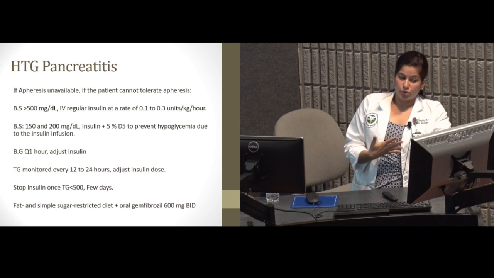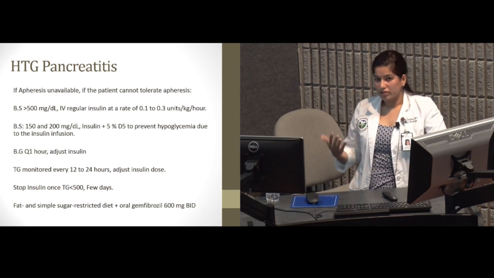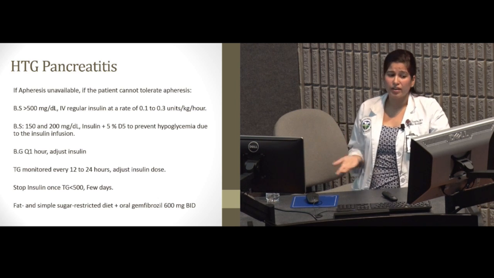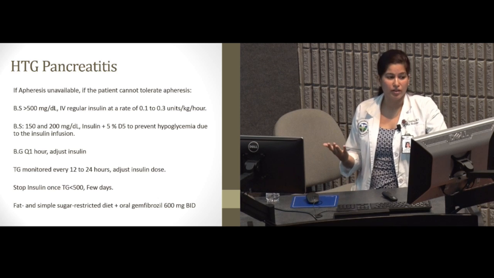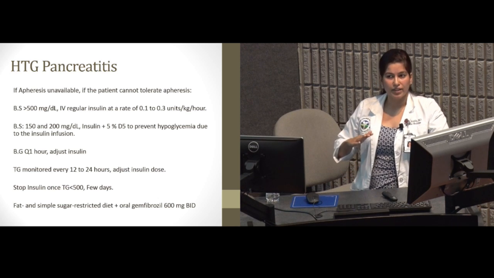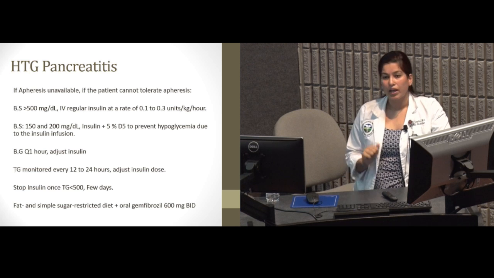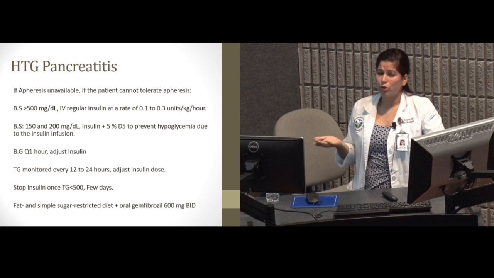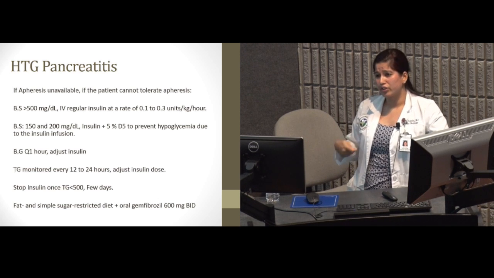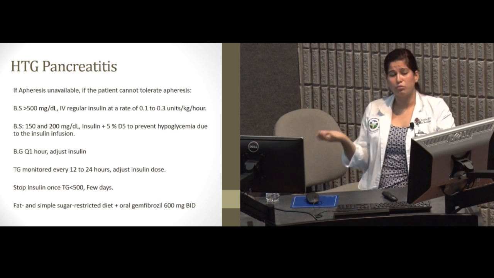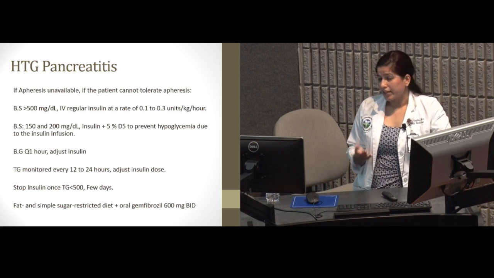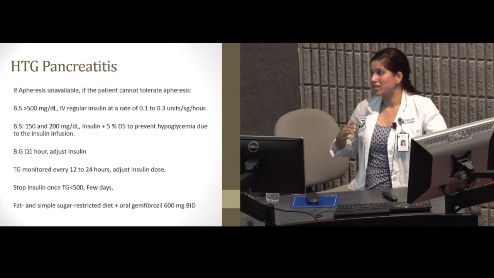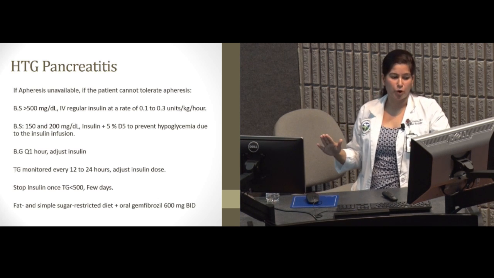But if somebody's blood glucose is between 150 and 200, and you give insulin, you don't want to land them in hypoglycemia. So it's okay, give them 5% dextrose with the insulin. It'll probably help us bring the triglycerides down. But there are 2-3 things you have to monitor. Check their blood glucose every 1 hour. You probably need these patients to be in the ICU, and tell the nurse to check blood glucose every hour so that they don't bottom out on you. Triglycerides should be checked every 12 to 24 hours, and stop the insulin once it's less than 500. So that's very important.